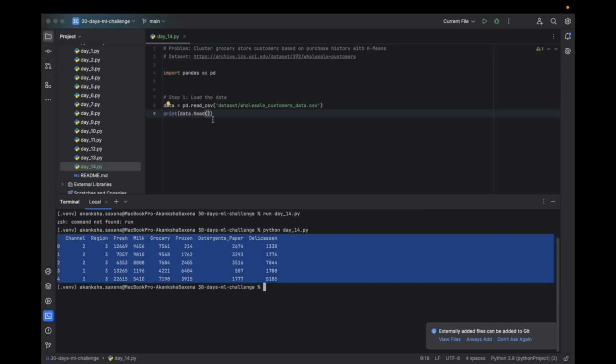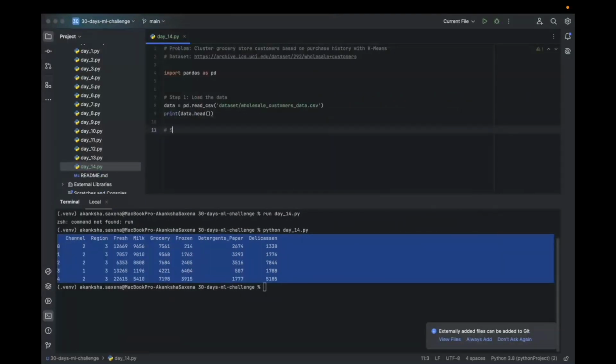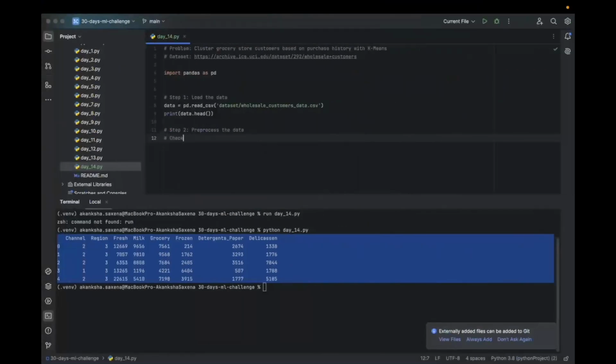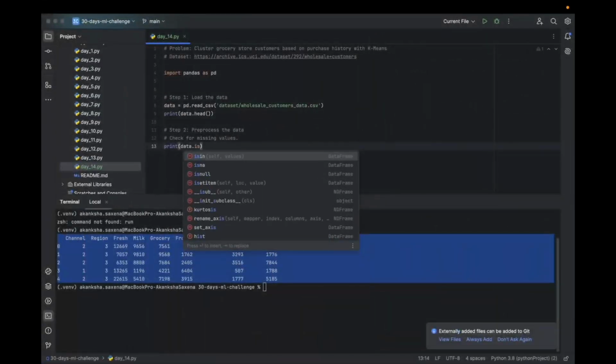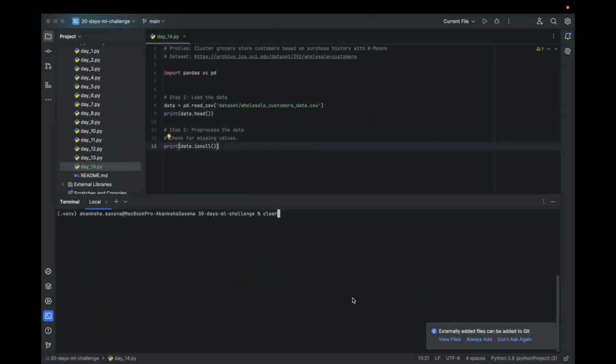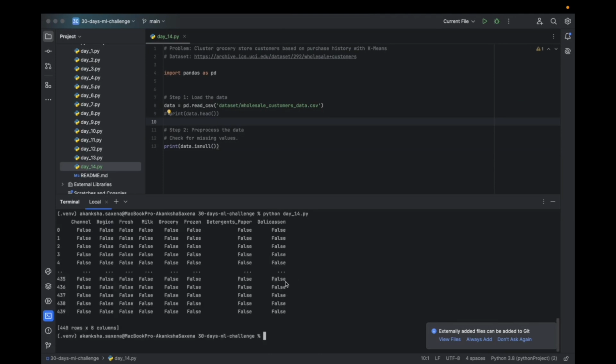Okay, good. Now let me go to ChatGPT. Next, pre-process the data. Here is how we are pre-processing: we check for missing values. We are printing whether the data frame has any null value. I want to just print this and then I'll apply it. Let me comment the first thing.